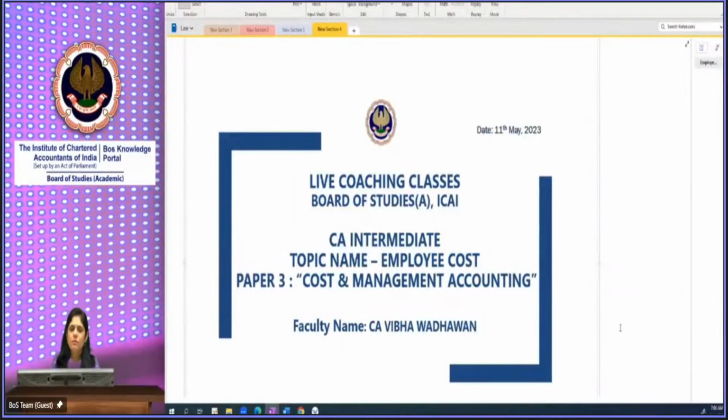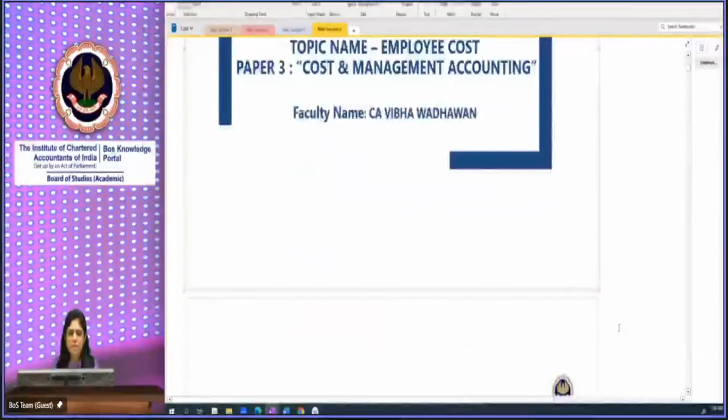In the earlier units, we did introduction, then we did material. I gave you the introduction of material, the overview of material, touching various important concepts. Today, we are going to start employee cost. All right, so let's understand a lot of learnings under employee cost. Let's start with what all is there for you under employee cost.